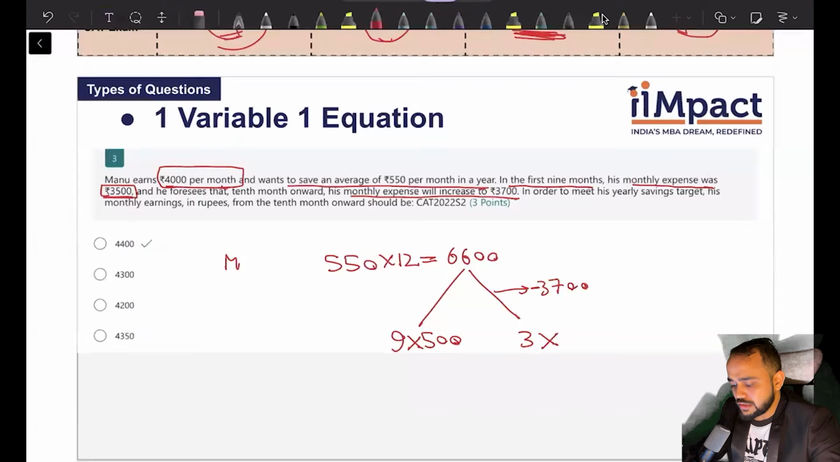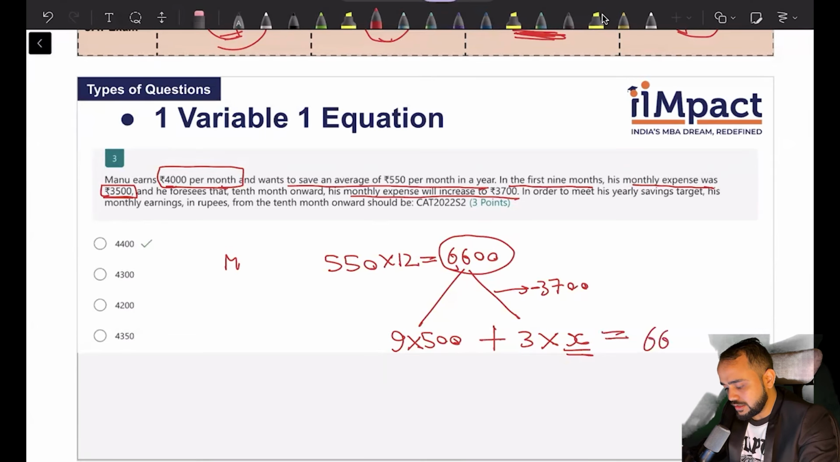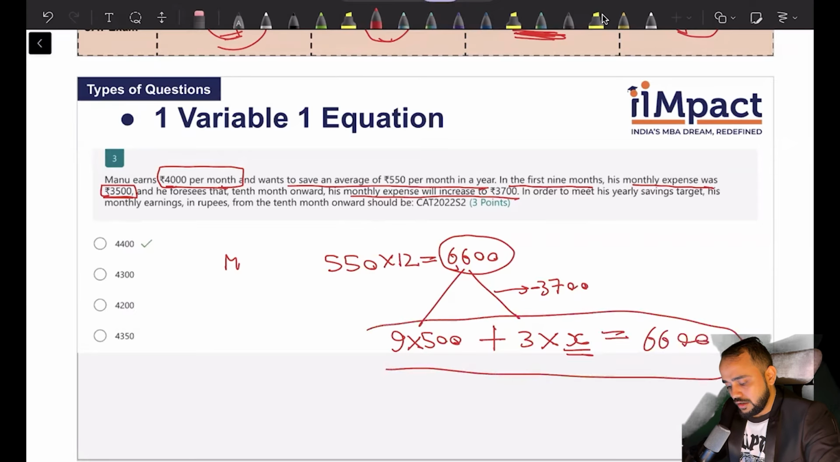So the question is, what should be his modified earnings for the last 3 months on an average, so that he meets this target of 6,600? So let us say that his savings in the last 3 months on an average is X. This sum should be equal to 6,600. Notice how most of my time in this particular question went into forming this equation.